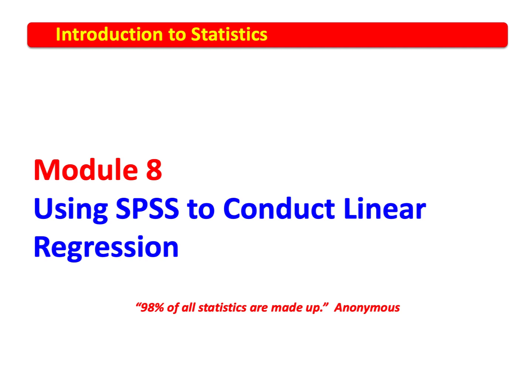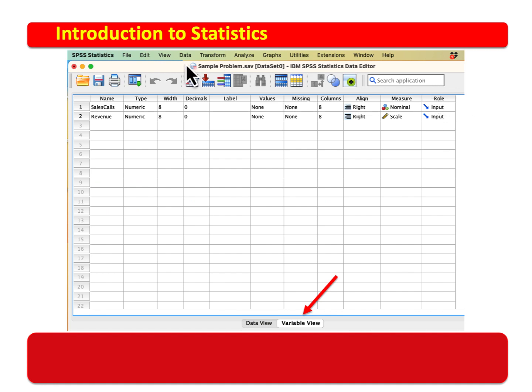Welcome back to Module 8, and in this particular video, Lesson 2, I'm going to guide you through using SPSS to conduct linear regression. Now, the first thing that you need to do is open up SPSS and go to this page, which is Variable View, where you define your variables. In my particular example, I have number of sales calls and revenue.